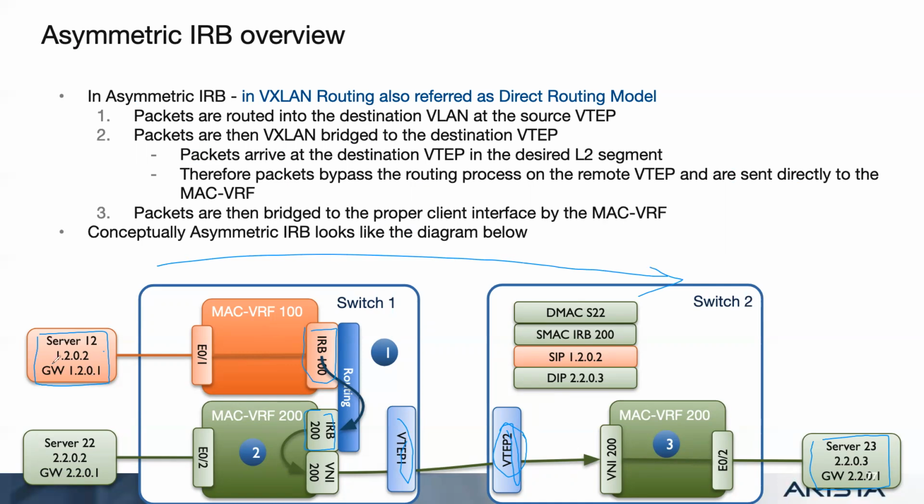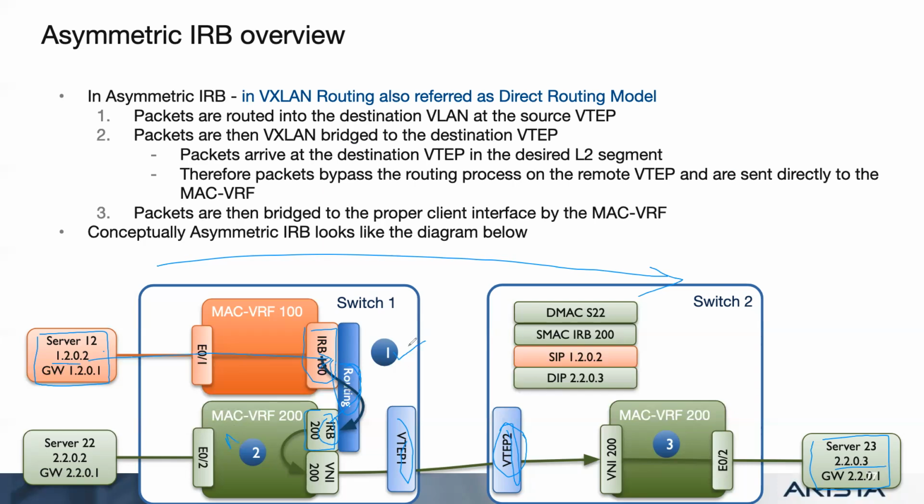The server will send the packet to the gateway. First you will check the routing table, and you understand that the destination IP is in another SVI 200 connected route. You route the packet between 100 to 200. Now you have to send the packet to the destination host. For that, you need to know the ARP for this 2203, so you will check the ARP table.